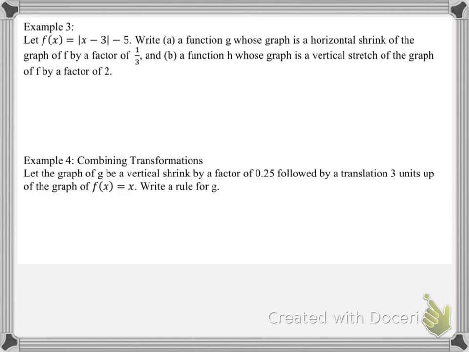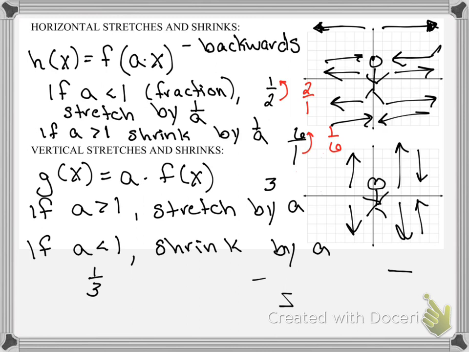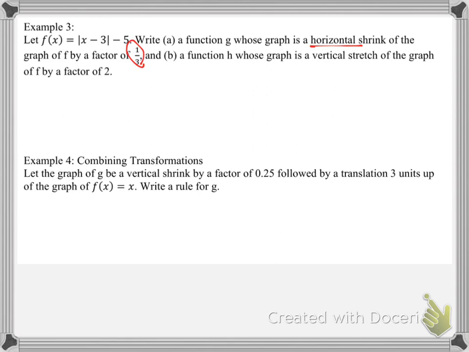All right, so let's go ahead and do an example. Example 3. Let f of x be the absolute value of x minus 3, minus 5. Now we want to write a function, g, so that's our new function name. We want a horizontal shrink by a factor of 1/3. So if we go back here, horizontal shrink works backwards. If I want to shrink it by 1/3, I'm going to have to multiply by the reciprocal.